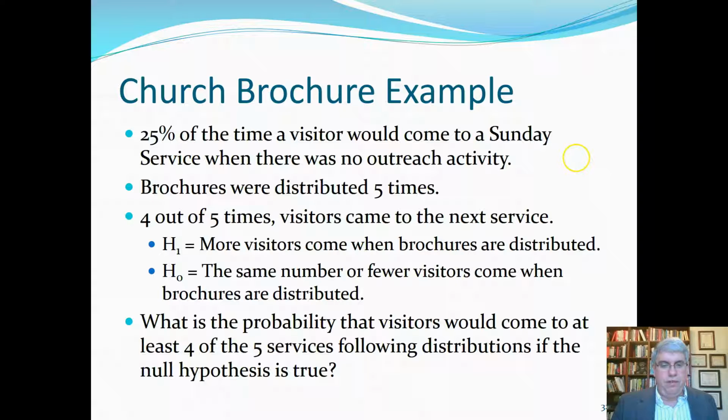So what we need to do is we need to know what's the probability that visitors would come at least 4 of the 5 services following distributions if the null hypothesis is true. And if that's not very likely, then we're going to reject the null hypothesis that the brochures don't work and say, oh, it's very likely that the brochures did work. So that's what the next video is about.